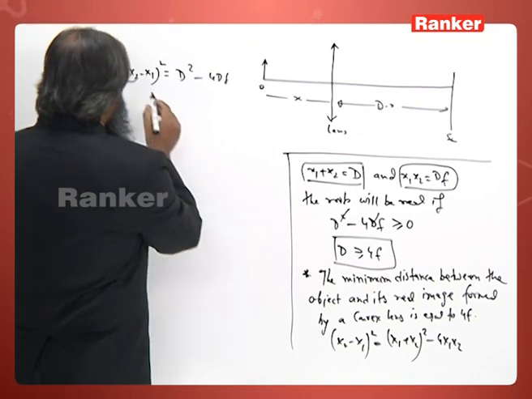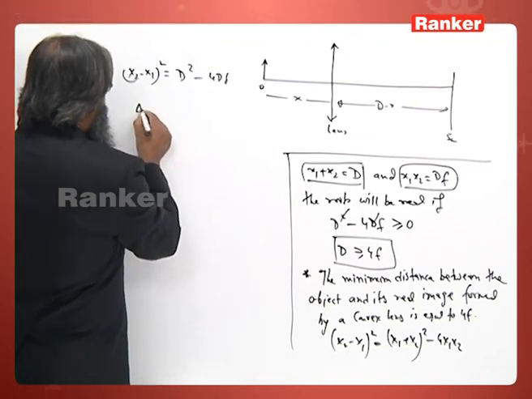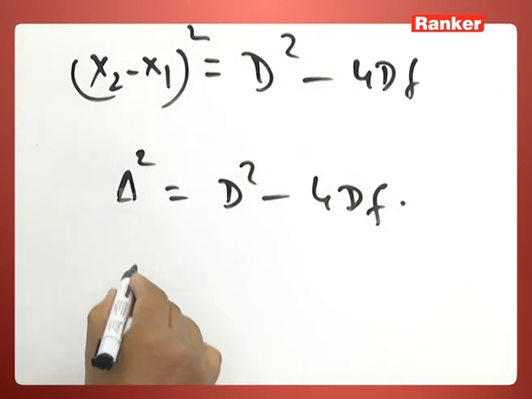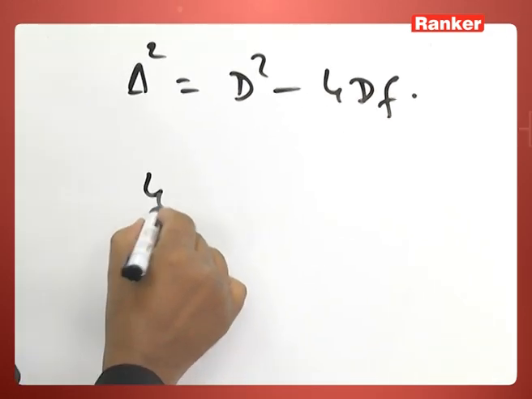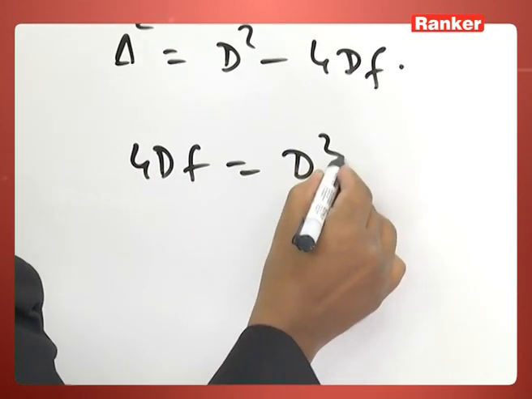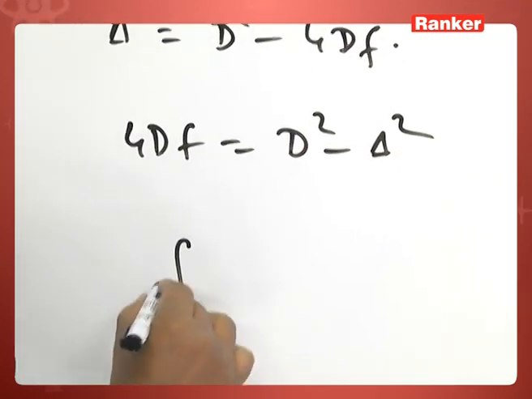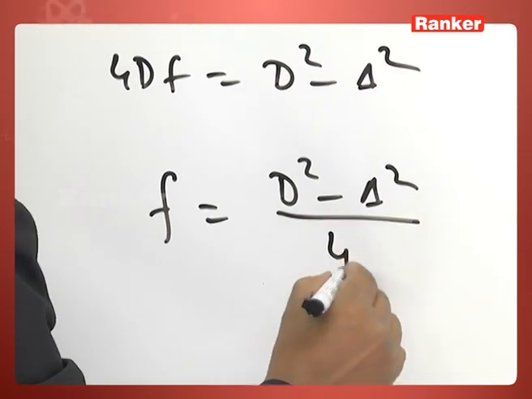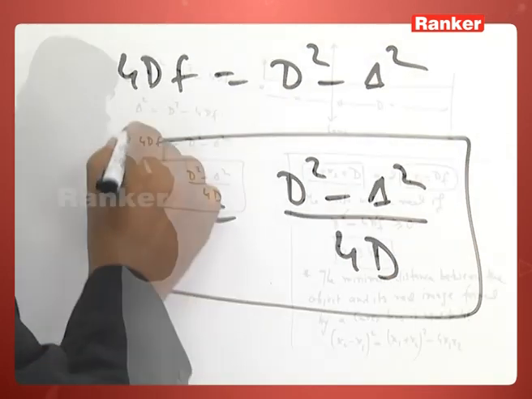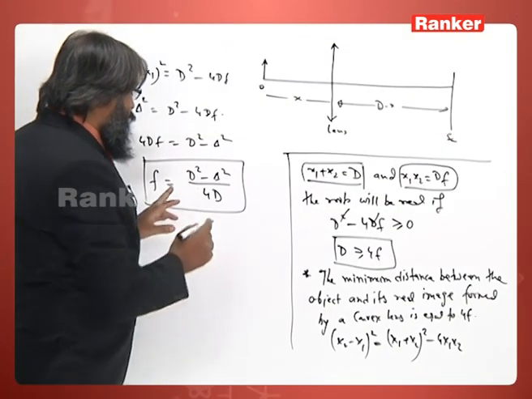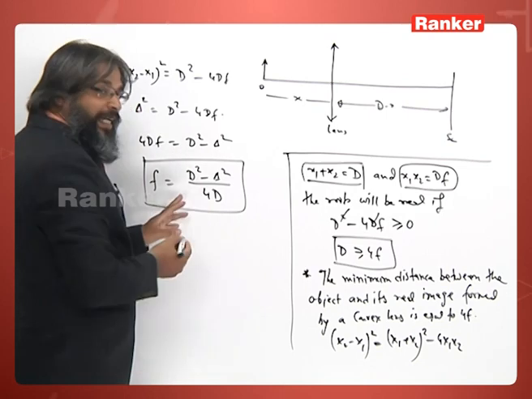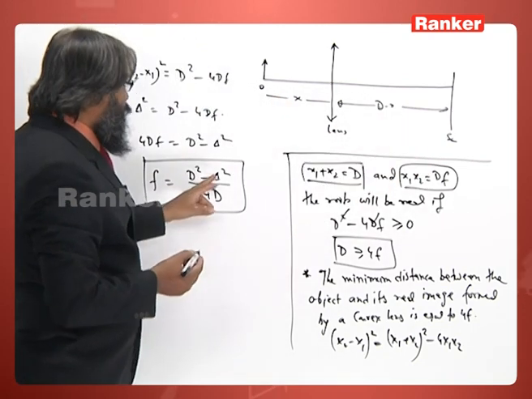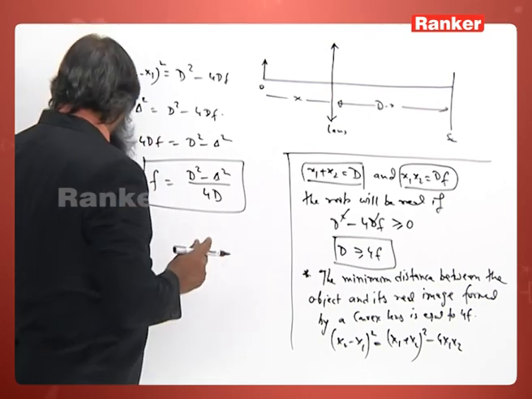Now, let us call x2 minus x1 as delta. So, delta square is d square minus 4df, and so 4df becomes d square minus delta square. So, f becomes (d square minus delta square) by 4d. What we have to do: d is already known, d is fixed, that is the distance between O and screen. We have to calculate delta by our experiment.